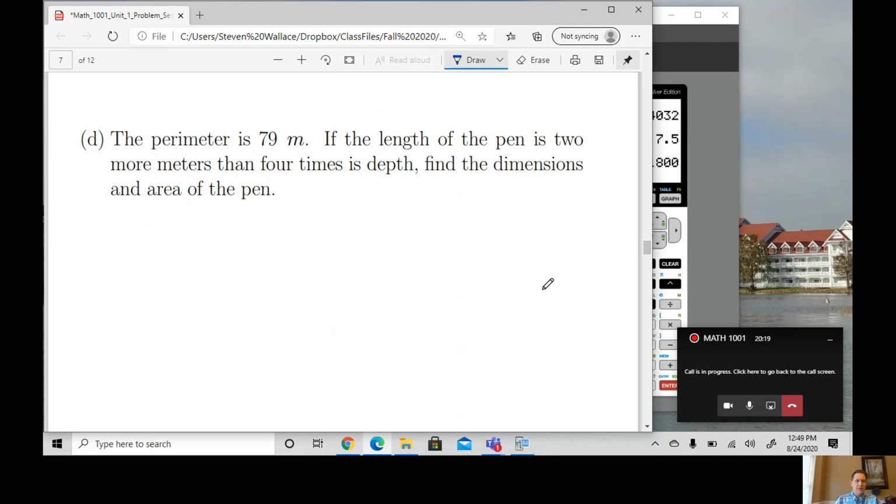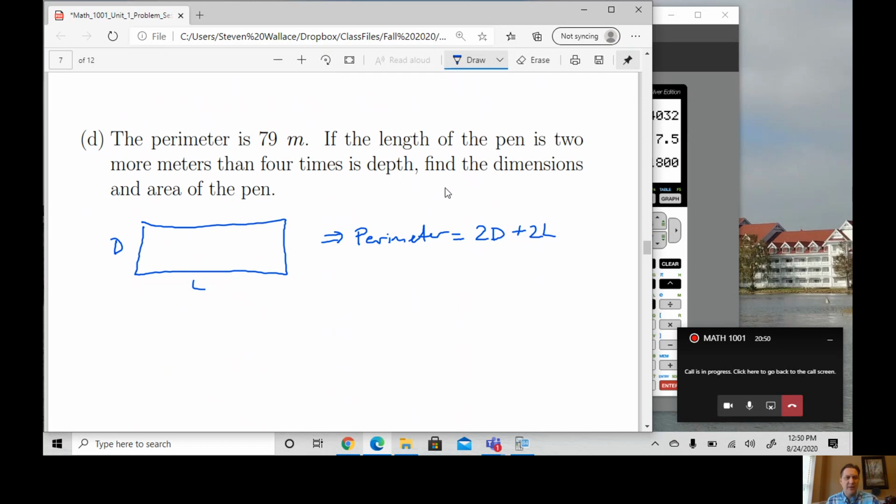All right. Perimeter. The perimeter of a pen is 79 meters. So we've got a depth and a length. Okay. So the perimeter is 2 times the depth plus 2 times the length, right? So if the length of the pen is 2 more meters than 4 times its depth, find the dimensions and area of the pen. So we need to find 3 things.